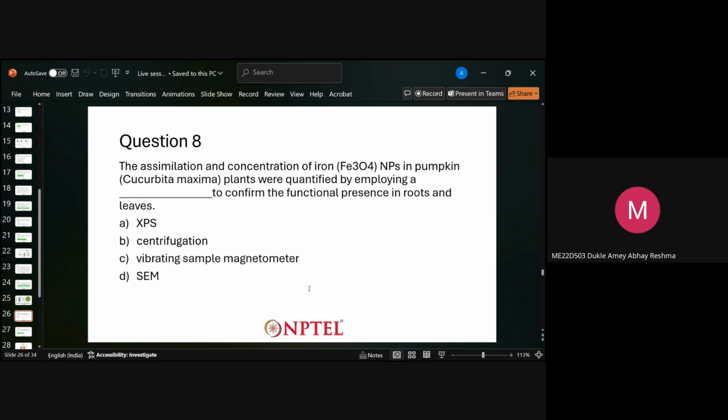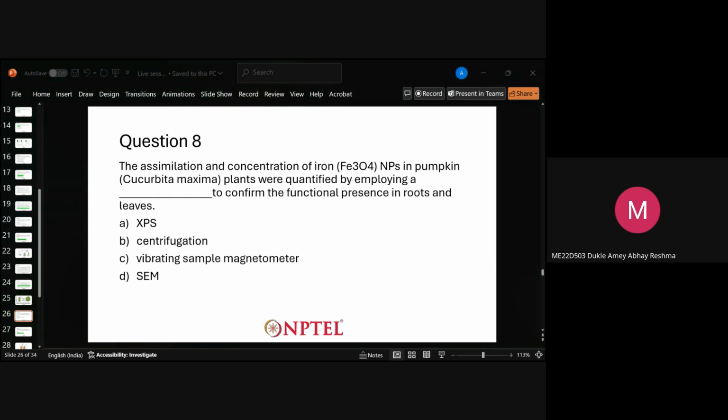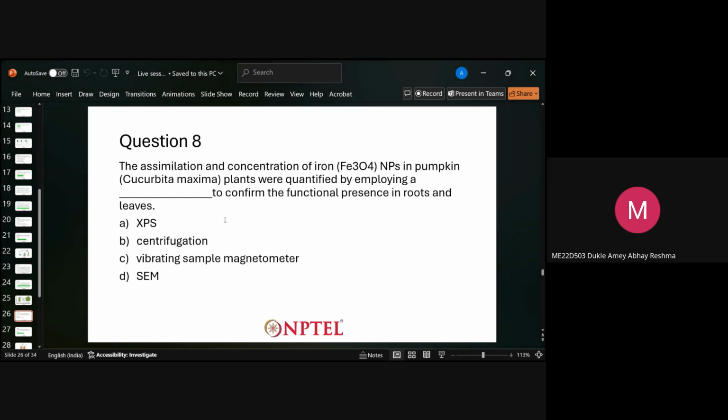Or using XPS, again, that is only the surface level data you will get. Can you do it? So from this, what do you think will be the answer? The answer is vibrating sample magnetometer.